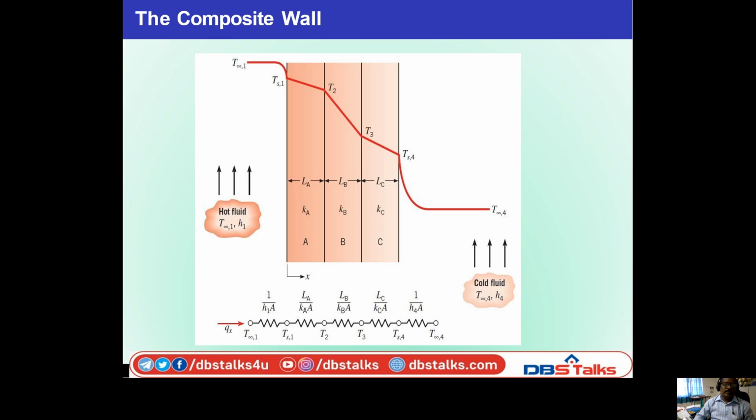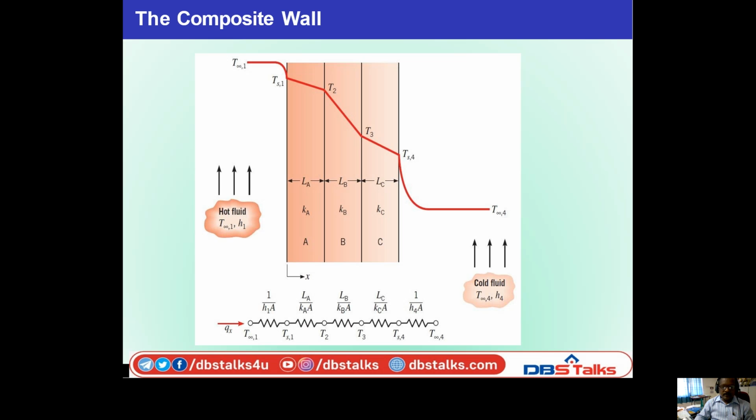On one side the temperature is T infinity 1, and on the other side it is T infinity 4. The surface temperature is T1. The second wall's starting temperature is T2, the third wall's starting temperature is T3, and the third wall ends with temperature T4. Wall A has thickness LA, wall B has thickness LB, and wall C has thickness LC. These three walls have thermal conductivities Ka, Kb, and Kc.